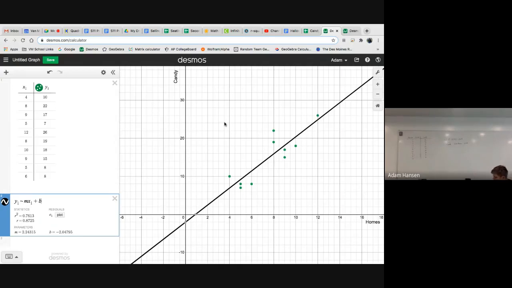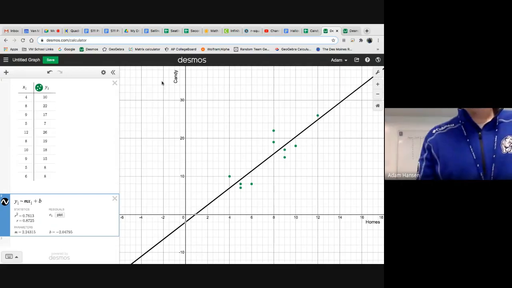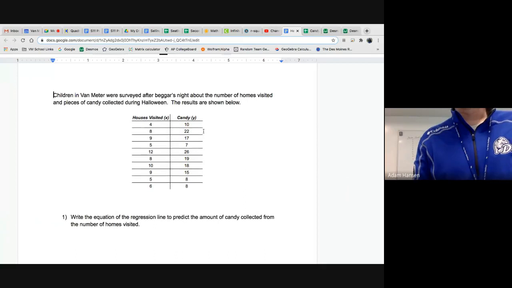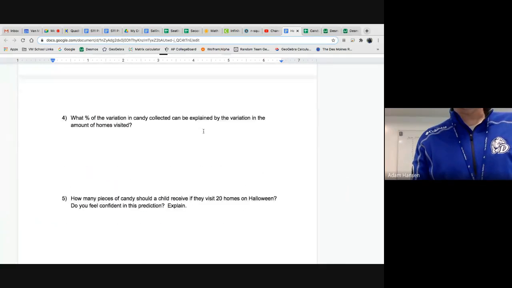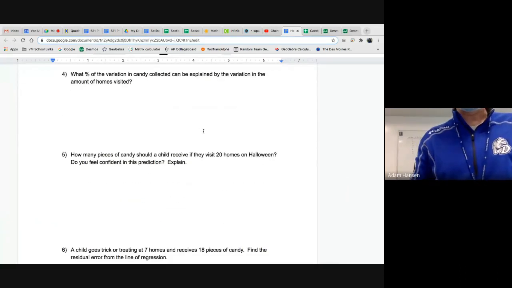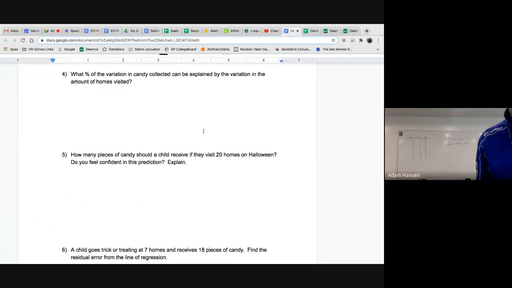Same thing on number 3 for the y-intercept. You're going to use the equation of the trend line on the back of page 2 to make some predictions. How many pieces of candy should a kid receive if they visit 20 homes? Are you very confident?